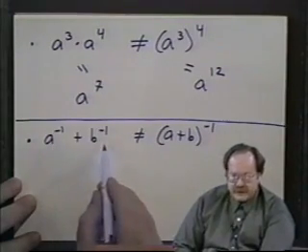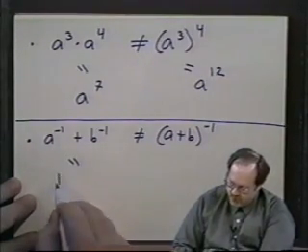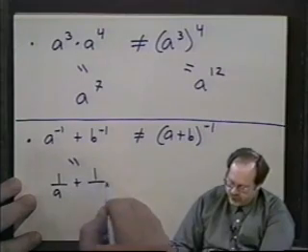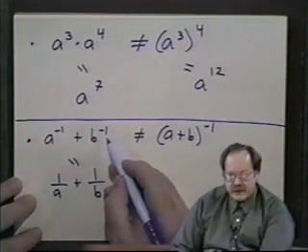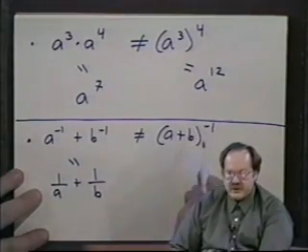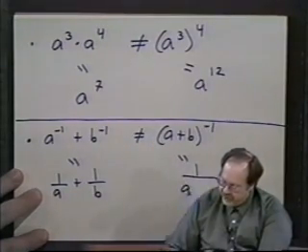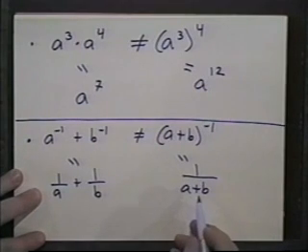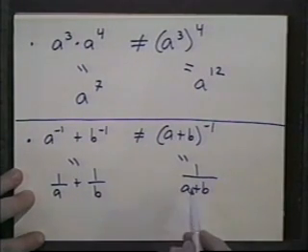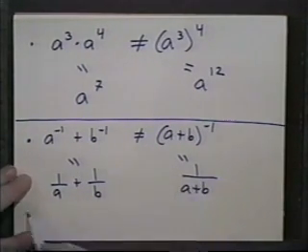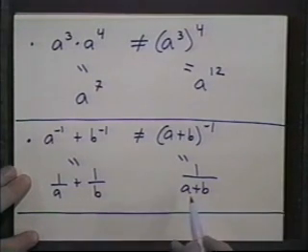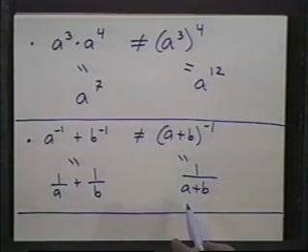A to the minus 1 plus b to the minus 1 is equal to 1 over a plus 1 over b. That's what the minus 1 means. On this side, minus 1 is applied to the whole thing, so this is 1 over a plus b. Now you know from your knowledge of fractions that these two fractions are not the same. And if you have any doubts, put in a couple of simple numbers just to remind yourself. But they're not at all the same.